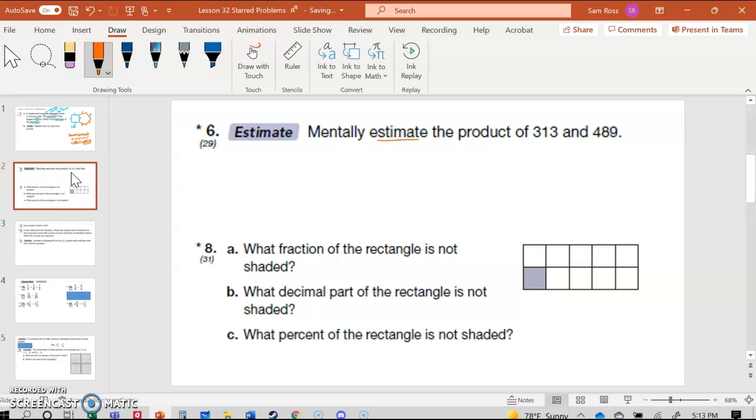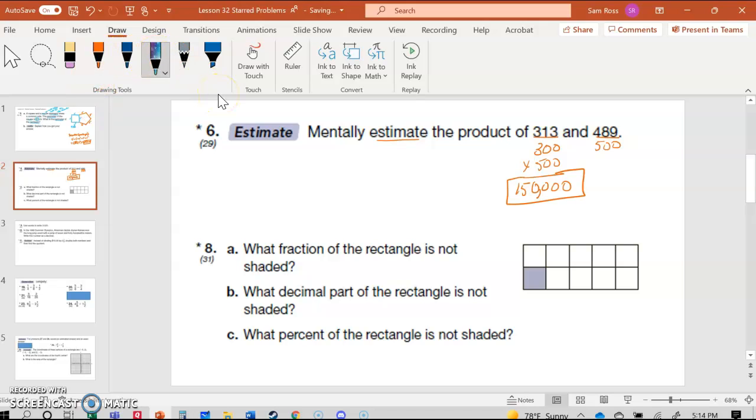Mentally estimate the product of 313, so I'm going to say that's 300, and 489, I'm going to say that's 500. So 300 times 500, if I multiply 3 times 5 and get 15, and then I count my zeros, 1, 2, 3, 4, 1, 2, 3, 4, I get my answer.